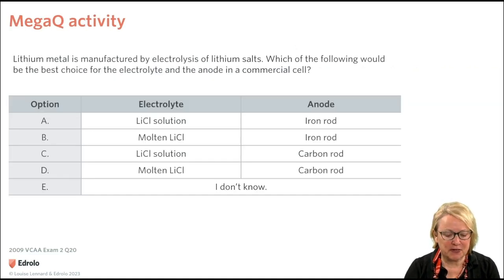Okay, lithium metal is manufactured by electrolysis of lithium salts. Which of the following would be the best choice for the electrolyte and the anode in a commercial cell? Have a go at that question.